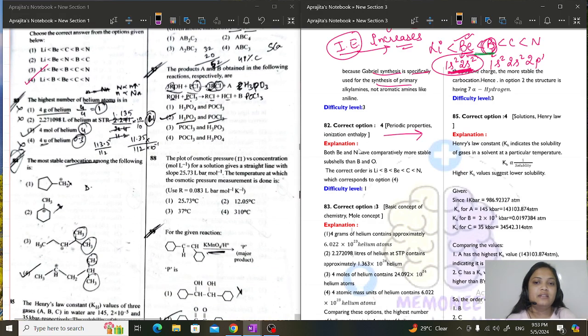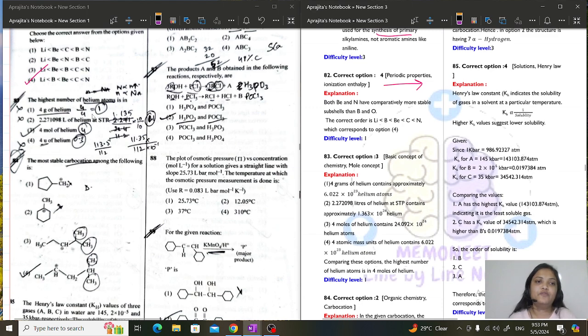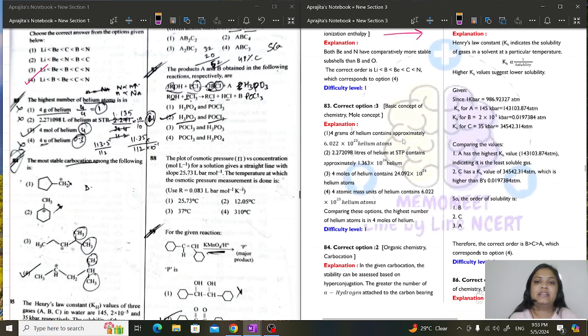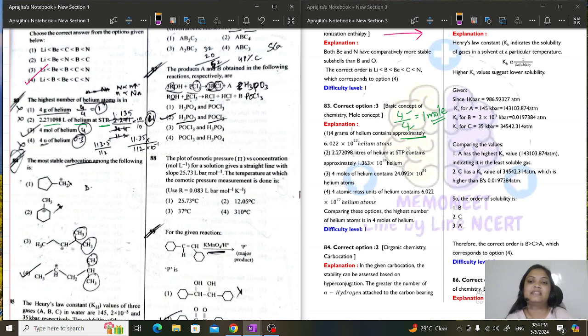Now, the highest number of helium atoms is in which option? We have been given different things for helium. 4 gram helium: we can find the number of moles in each case. The molar mass of helium is 4, and the given mass is 4, so it's 1 mole. Then 22.7 liters of helium at STP: we know any gas at STP occupies 22.7 or 22.4 liters of volume, so according to that also it will be around 1 mole.